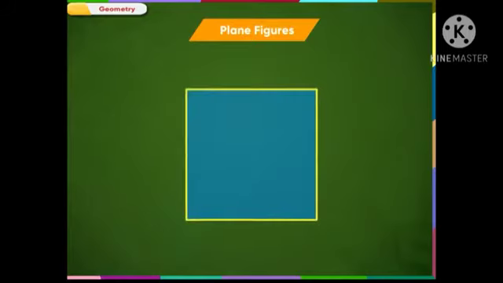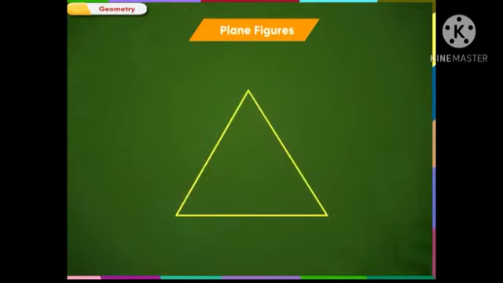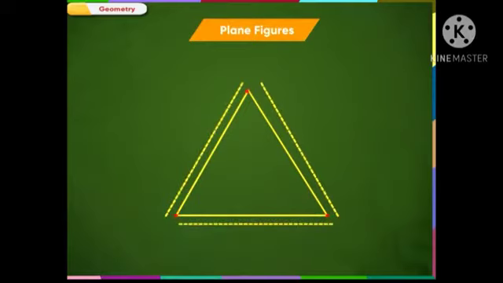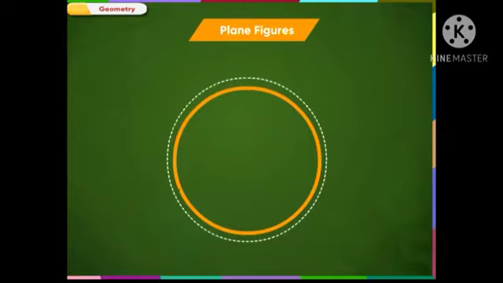Square. A square has four sides, four corners, and all its sides are equal. Triangle. A triangle has three sides, three corners. The three sides of a triangle may or may not be equal. Circle. A circle is round in shape. It has no sides and no corners.